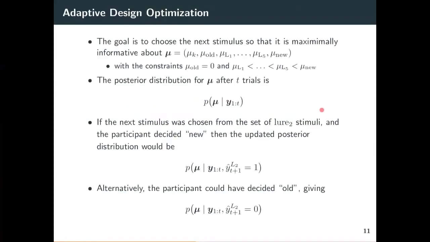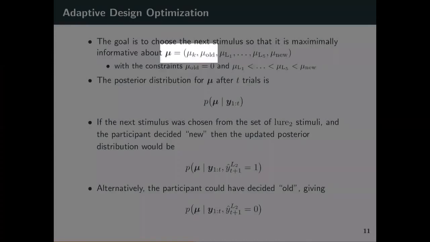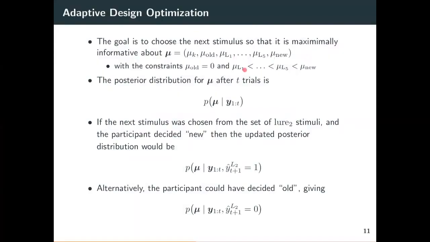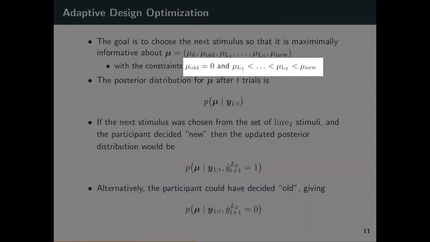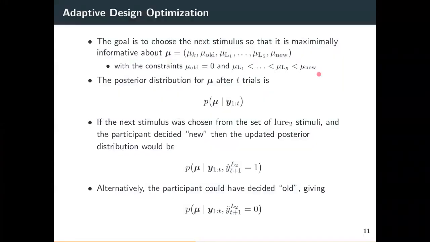In adaptive design optimization, the goal is to choose the next stimulus to be presented so that it's maximally informative about what we want to know. And what we want to know here are those group means for the criterion, for the old, the lure, and the new stimuli, and we place order constraints as per that signal detection theory model with the old distribution at 0, and then successively greater d primes as stimuli become more different from the one that was studied.